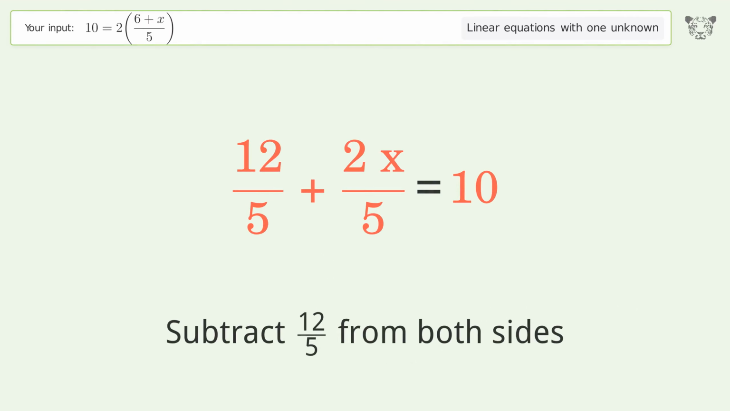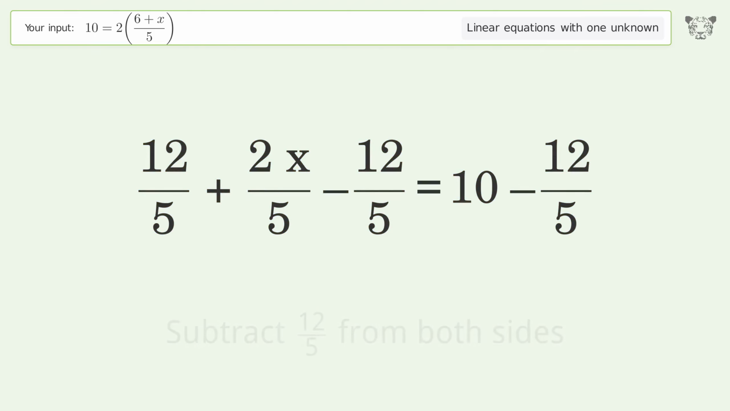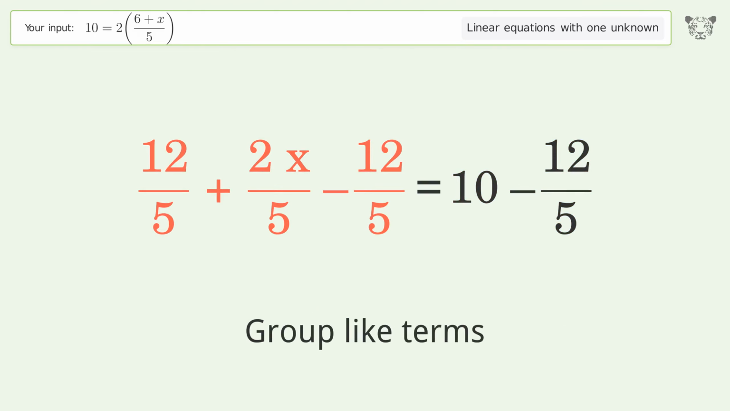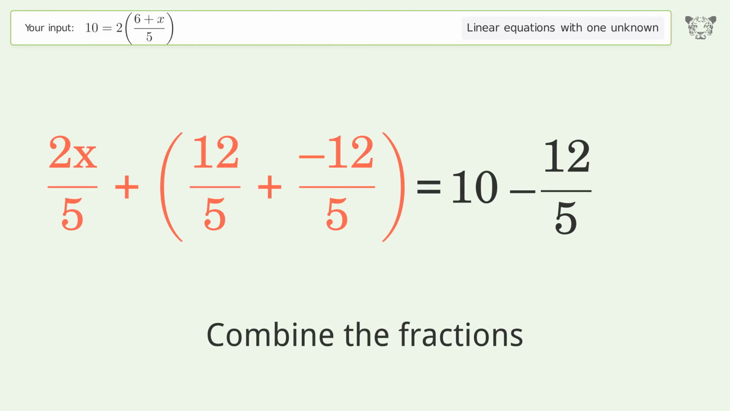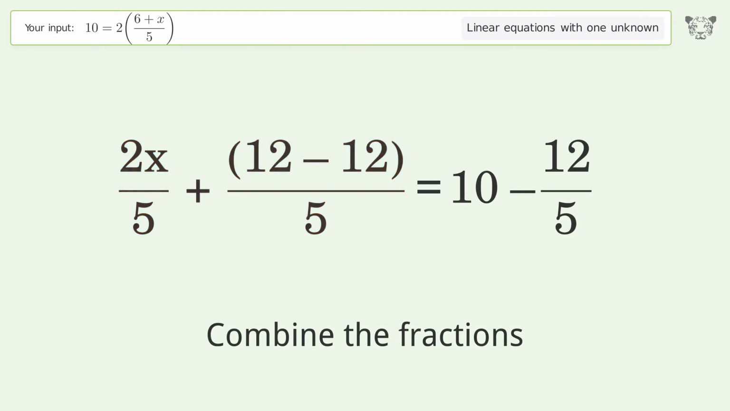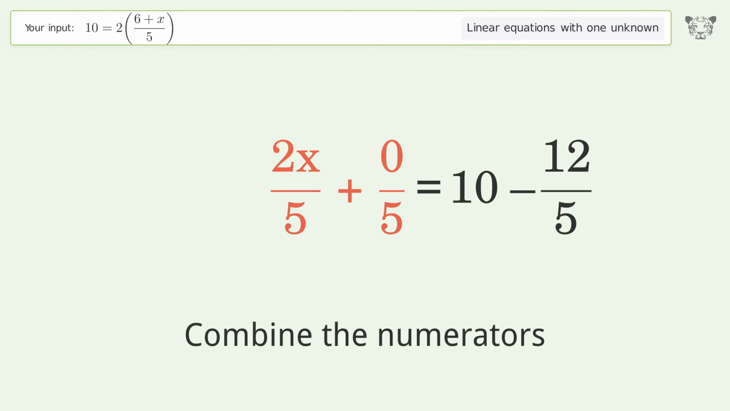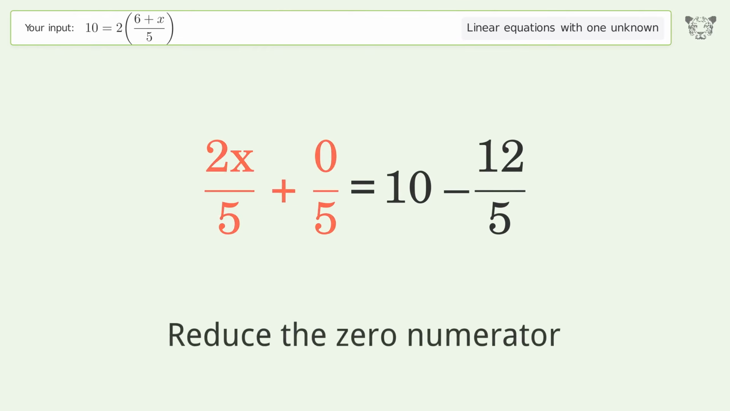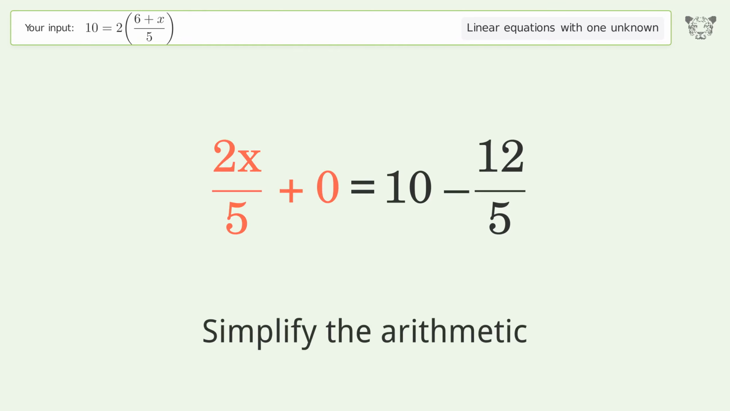Subtract 12/5 from both sides. Group like terms. Combine the fractions. Combine the numerators. Reduce the zero numerator. Simplify the arithmetic.